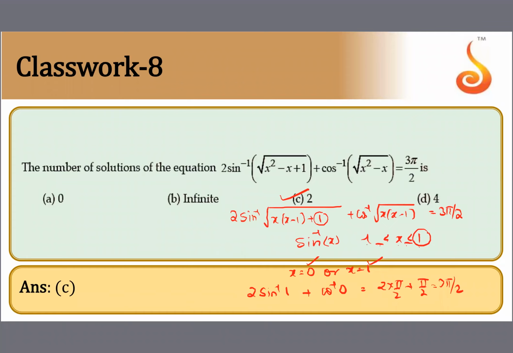Okay. Any doubt? No other value will satisfy because the minimum value of sine inverse under root of x into x minus 1 plus 1 is 1. So it can't go beyond that. Okay. Understood, everybody?